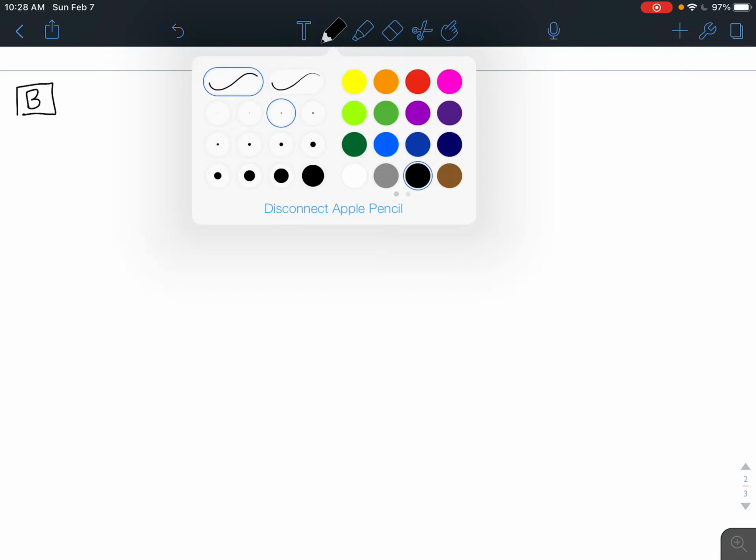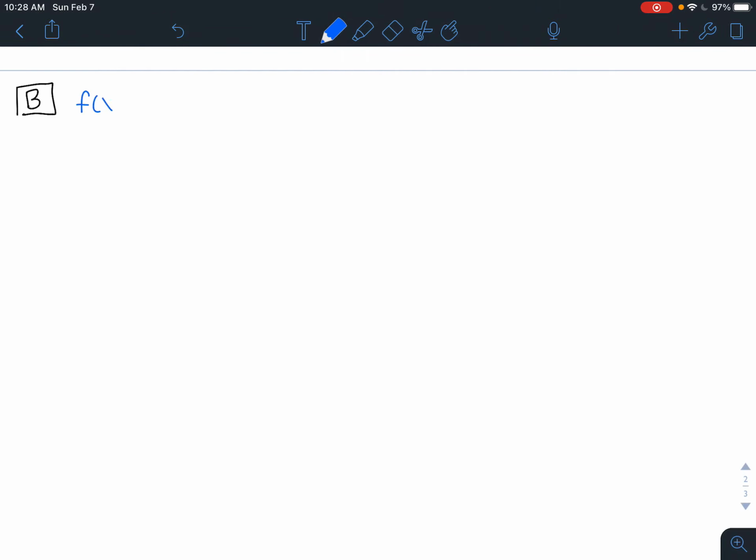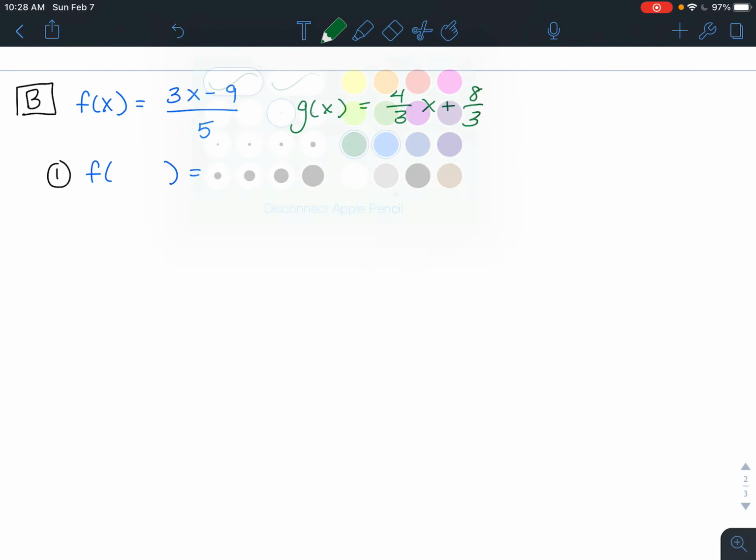Okay, so let's do one more example. We'll call this example B. So for here, let's let f of x equal (3x minus 9) all over 5, and we'll let g of x equal 4/3 x plus 8/3. So the first direction I'm going to check is f of g of x.